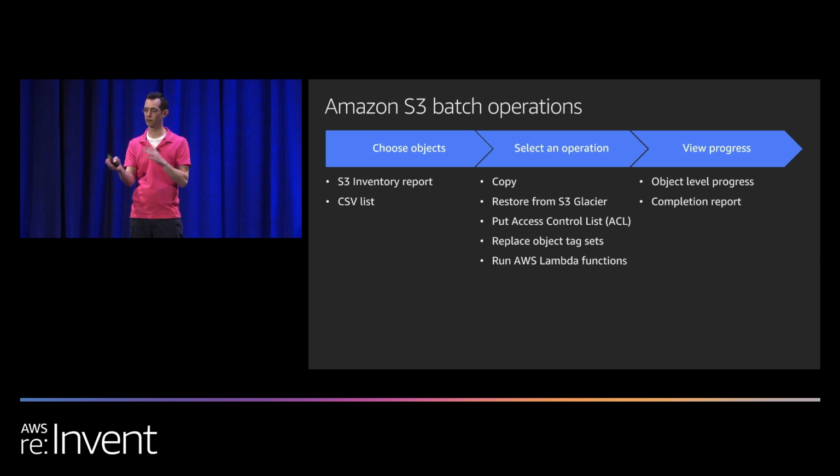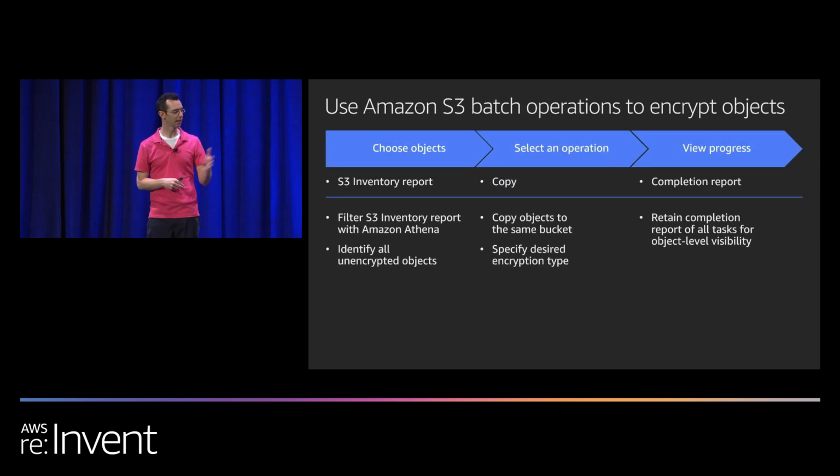So we actually separate the success and failure objects in the completion report. And you can say, I only want a report of the failed objects. So it allows you to get to the answers that much faster. Here's the example we looked at earlier, just kind of spelled out for you. Identify the unencrypted objects, copy them to the same bucket with encryption specified. And then in this case, a user might want to retain the completion report for all those objects to then have a record of everything that was done.